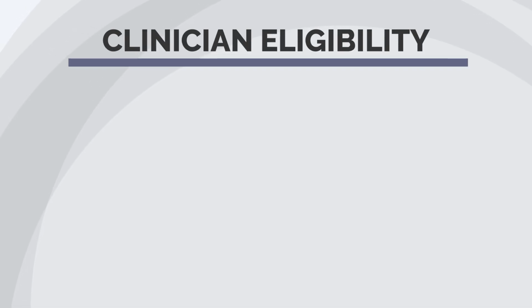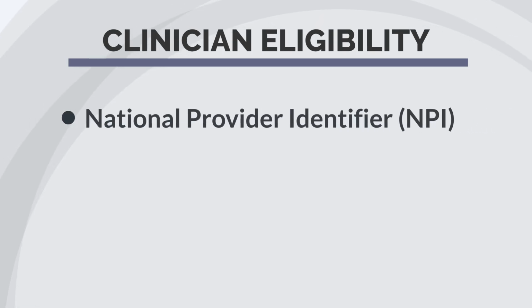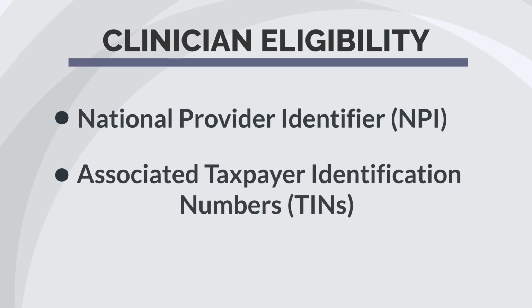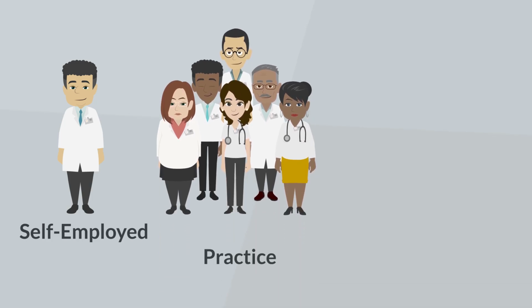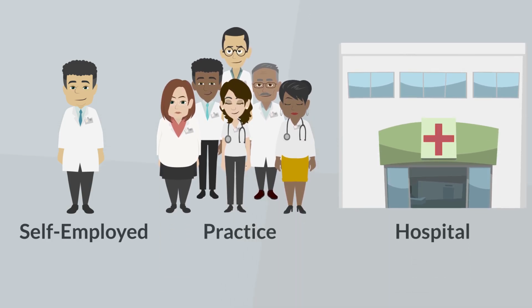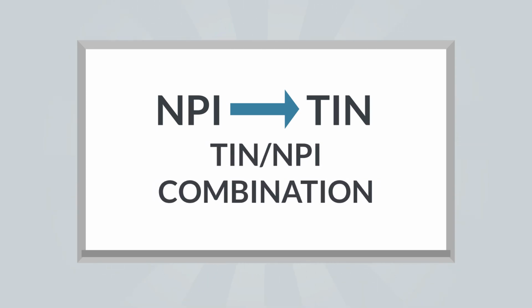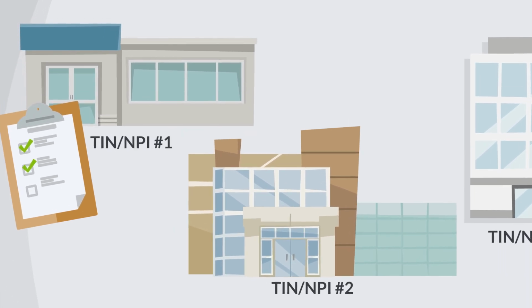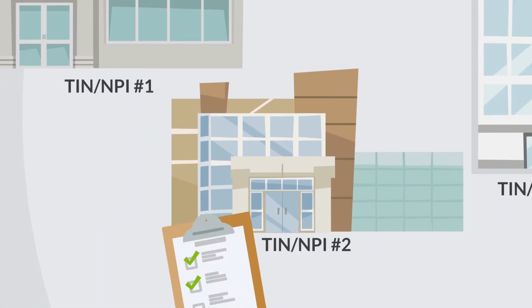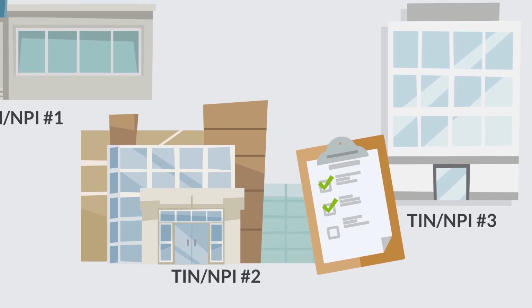A clinician's eligibility status is based on their National Provider Identifier, or NPI, and associated Taxpayer Identification Numbers, or TINs. A TIN can belong to you if you're self-employed, a practice, or an organization like a hospital. When you reassign your Medicare billing rights to a TIN, your NPI becomes associated with that TIN. This association is referred to as a TIN NPI combination. If you reassign your billing rights to multiple TINs, you'll have multiple TIN NPI combinations. We evaluate a clinician for MIPS eligibility under each of their TIN NPI combinations. We use TINs to evaluate practices for the low volume threshold.